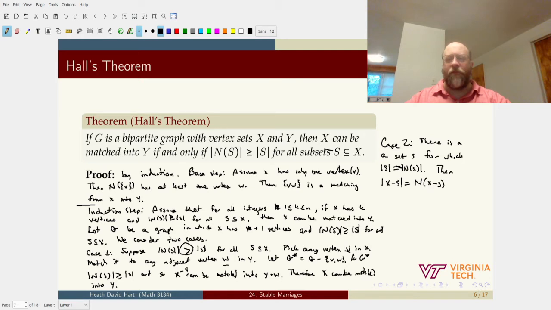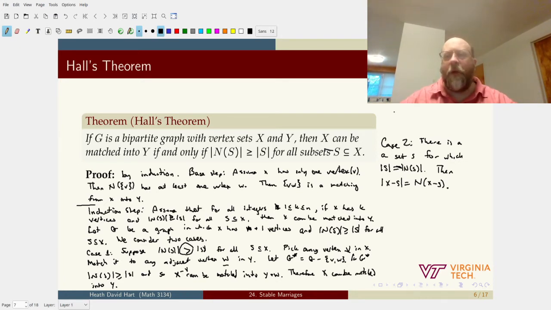This is also going to be true, it turns out. And why is this true? If I had some vertex in X minus S that mapped into this other set, then S plus that vertex would map into a smaller set and would not satisfy this condition. Then we would have S being larger than N of S. So we have to have this as well.